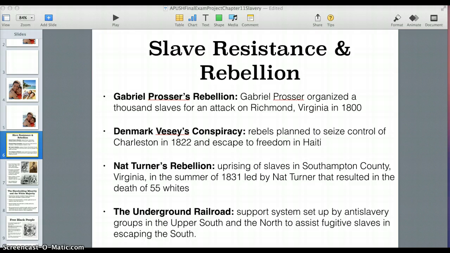Anti-slavery groups in the Upper South and the North decided to tackle slavery by creating what was known as the Underground Railroad. This support system, set up by anti-slavery groups, was a secret network of stations and safe houses that assisted fugitive slaves in escaping the South.